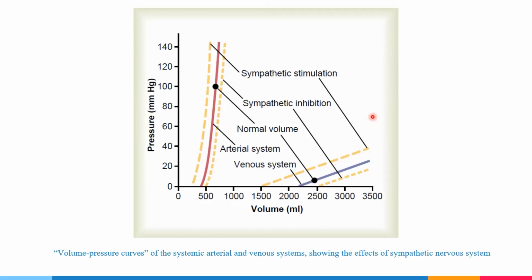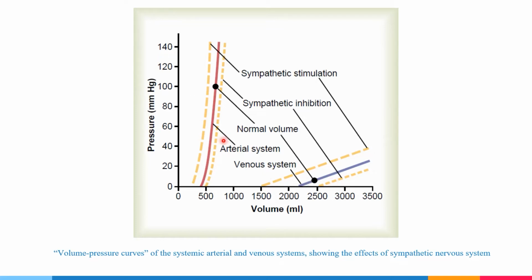So in case of the venous system that is shown in blue here, in case there is sympathetic stimulation, then the blood pressure obviously will increase, as we have just seen in the previous plot. And hence, the volume of blood that is held in the venous system also increases. Similarly, in case of a sympathetic inhibition, the blood pressure decreases, and thus the volume of blood held by the venous system also decreases.